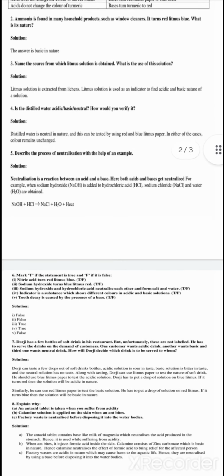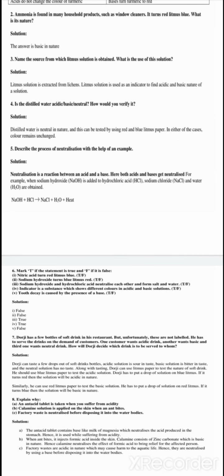Then question number 5, describe the process of neutralization with the help of an example. When we add acid to base, the acid neutralizes the effect of the base, and the base neutralizes the effect of the acid. It means both solutions neutralize the effect of each other, and the resulting solution is neutral, neither acidic nor basic. This process is called neutralization. Neutralization is a reaction between an acid and a base, where both get neutralized.